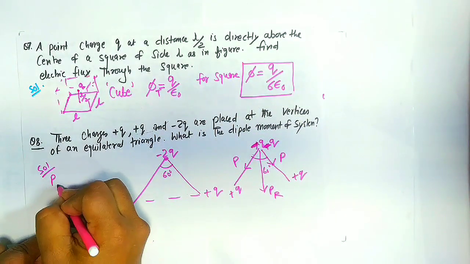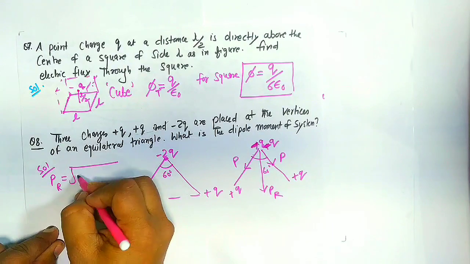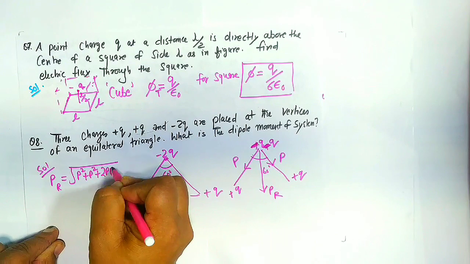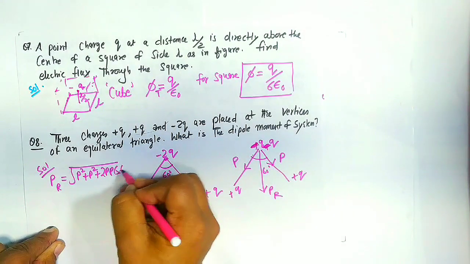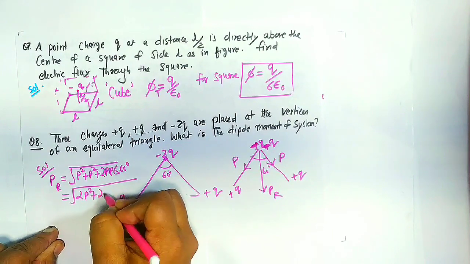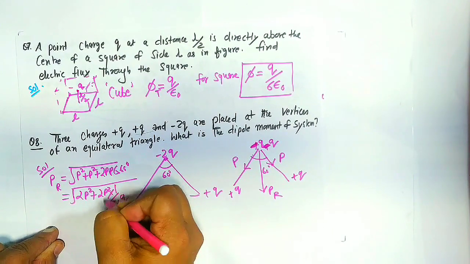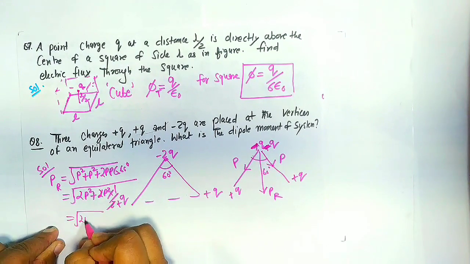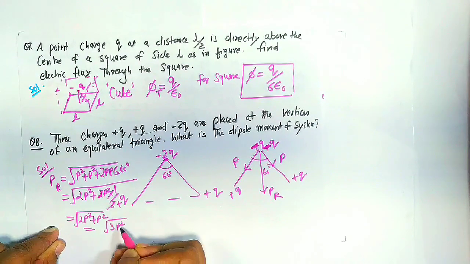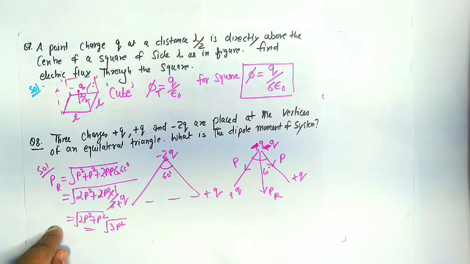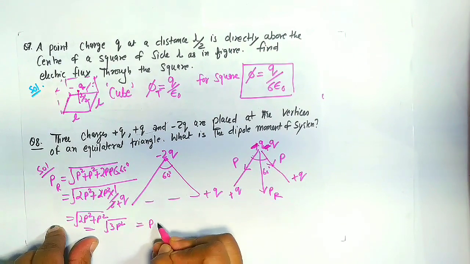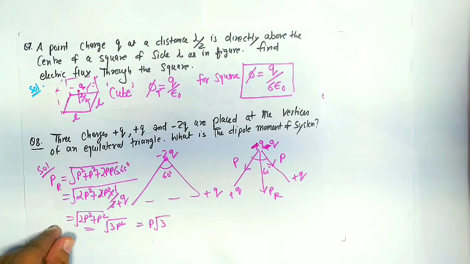What will be the resultant? It will be root of P square plus P square plus 2P into P into cos of the angle. What is the angle? Cos 60. So it becomes root of 2P square plus 2P square into cos 60, which is half. So it is root of 2P square plus P square. So it is root 3P square. The answer is, that means it will be what? P root 3. Got it?